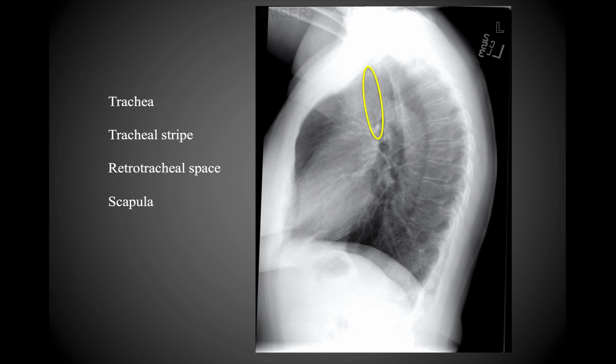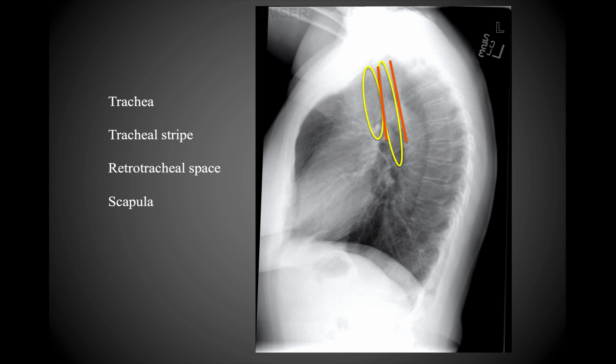So first off, the trachea, which is circled here in yellow. Remember that just posterior to that, you have the retrotracheal space. The tracheal stripe just represents the posterior border of the trachea, so you'll see that kind of looks like a line on a lateral chest x-ray. And then you also have the retrotracheal space, again highlighted here in yellow.